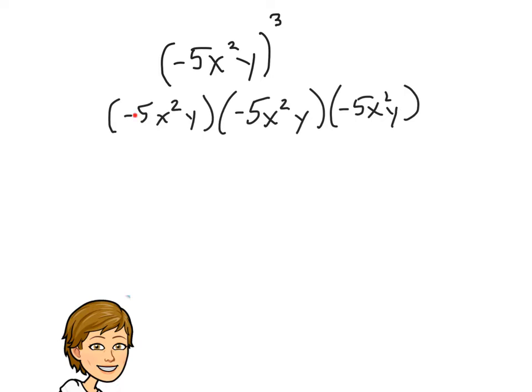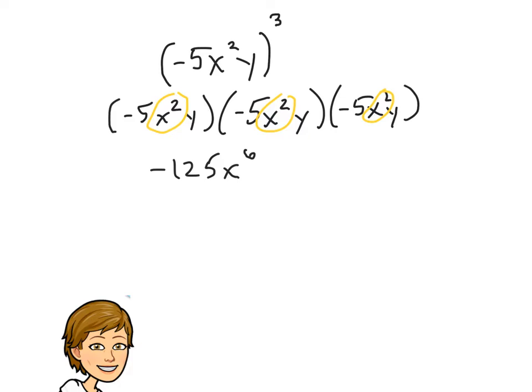So we'd have negative 5 times negative 5 times negative 5. Well, what's that? I know that is negative 125. Next, I should look at my x's. I have x squared times x squared times x squared. The rule is that we add the exponents, 2 plus 2 plus 2, which is 4, 6. So instead, I'm going to call that x to the 6th power.